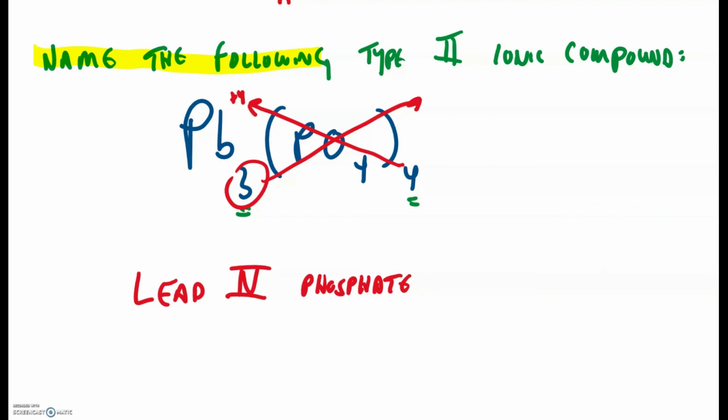So there you go. Naming ionic compounds, both type 1 and type 2, involving single charge ions, transition metals, and polyatomic ions.